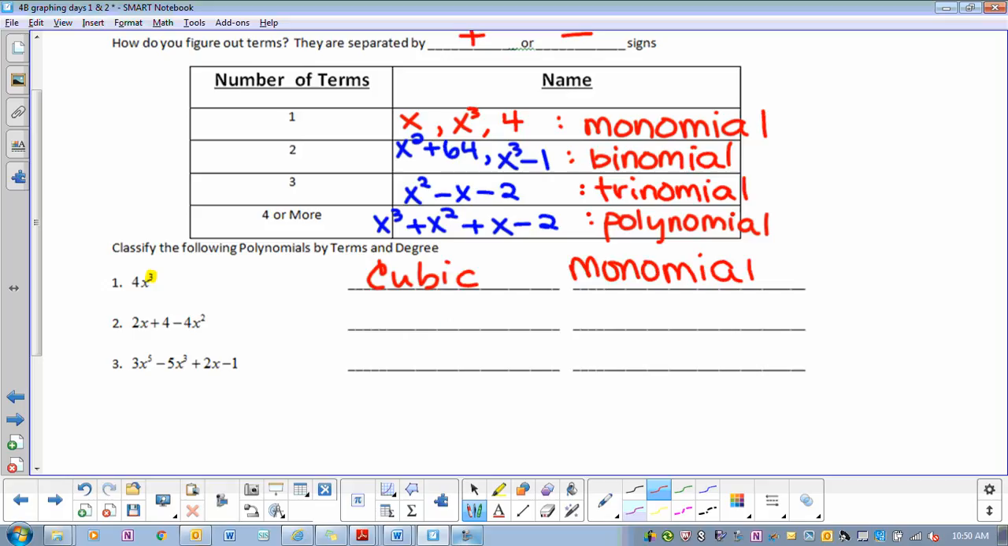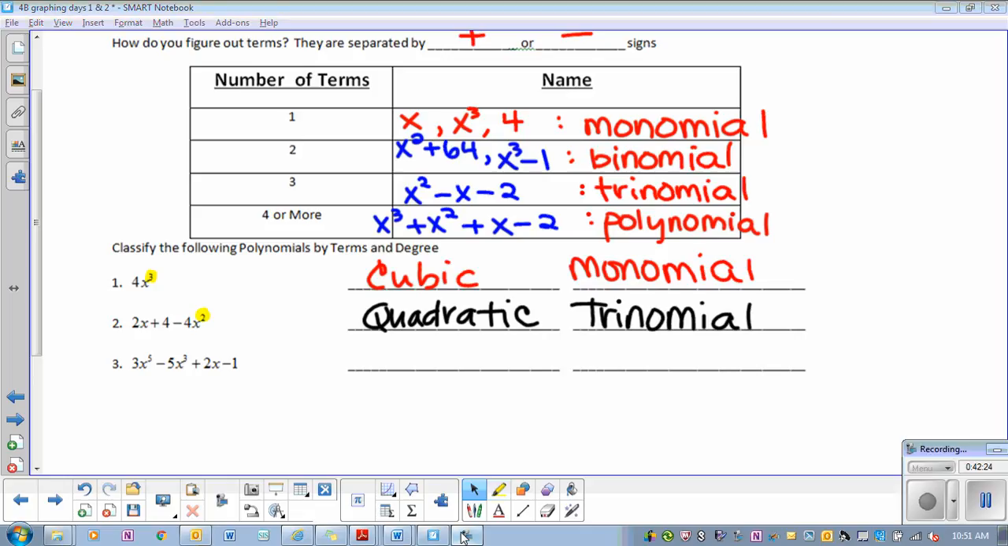Look at the next one, guys. What is your biggest exponent in the next one? Quadratic. Good, 2, which is a quadratic. And then how many terms do you have? Trinomial. You have 3? Yeah. 1, 2, 3. Yep. So quadratic, trinomial. I want you guys to try the next one, please.